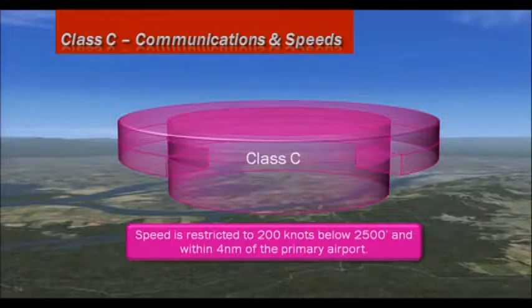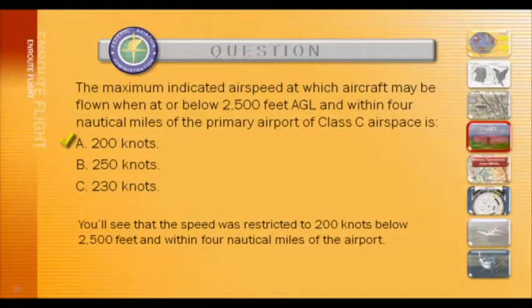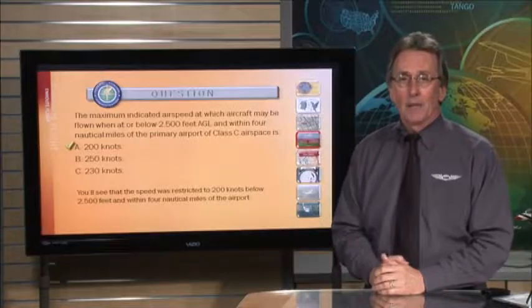Speed restricted to 200 knots below 2,500 feet and within 4 nautical miles of the primary airport. So, for Class C airspace, what's the correct answer? It's A. You'll see that the speed was restricted to 200 knots below 2,500 feet and within 4 nautical miles.